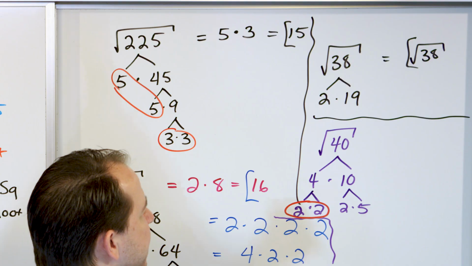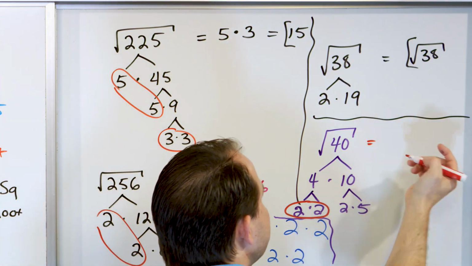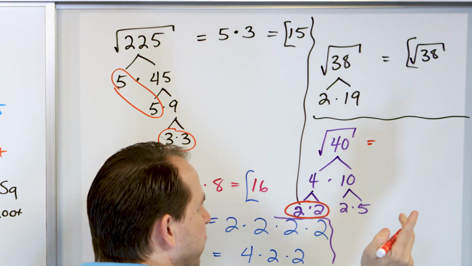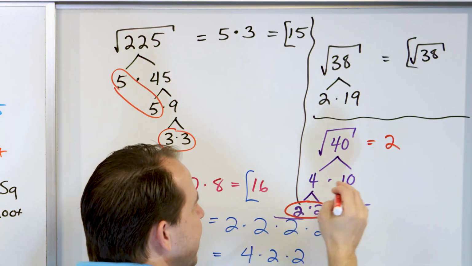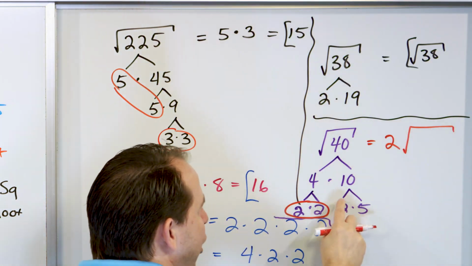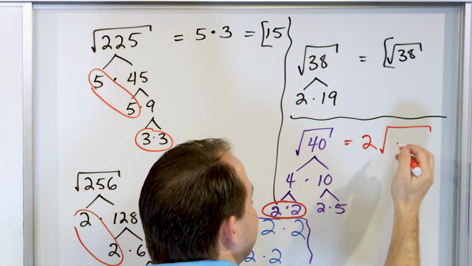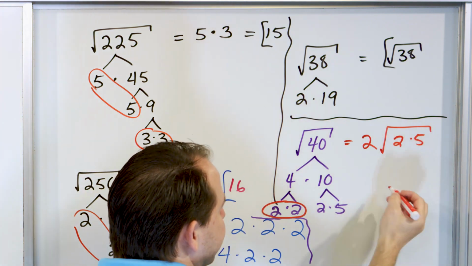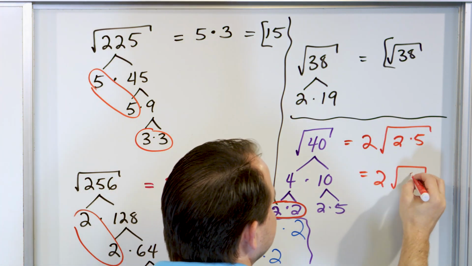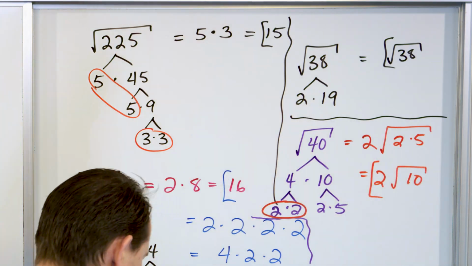So what do you do? You take the only pair you have and you pull it out. But again, only once. It only counts once. So you have a 2. And then underneath this radical exists all of the stuff that didn't get pulled out. It's still under the radical, and you write it as 2 times 5. That's what remains under the radical, which is 2 times the square root of 10. This is the final answer, 2 times the square root of 10.